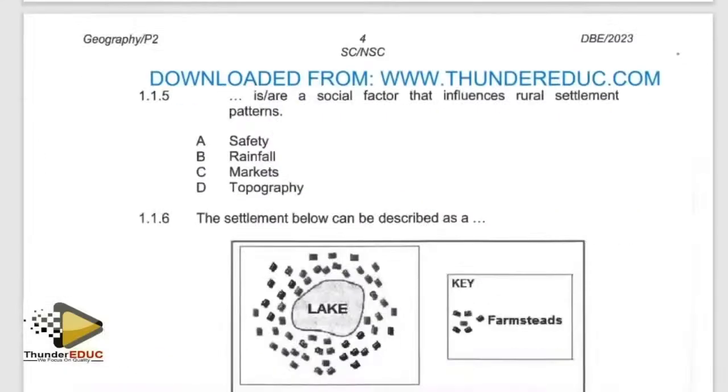We proceed. 1.1.5. Dash is a social factor. Social, meaning something that affects people's lives directly. It is safety, rainfall, markets, topography. This is physical, this is economic, this is physical. The only social factor is safety. So that becomes A.